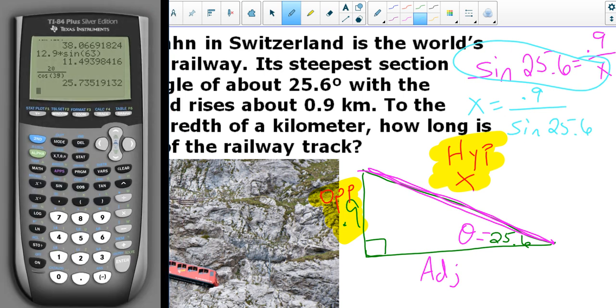So we grab our calculator. We are going to use alpha y equals enter to do a fraction, and we are going to take 0.9 divided by the sine of 25.6. Press enter and we get 2.082, so to the nearest hundredth of a kilometer we'd have 2.08 kilometers.